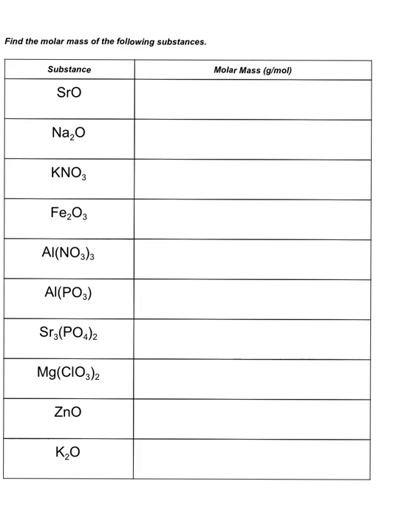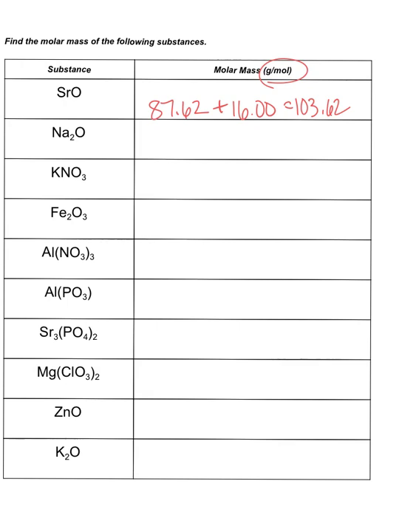So we're going to quickly review molar mass. First we have SrO. To find the molar mass of SrO, I'm going to look at my periodic table and find the atomic mass of Sr, and it's 87.62, plus the molar mass of oxygen, which is 16.00. When I add those two numbers together, I get 103.62, and the unit is always grams per mole.